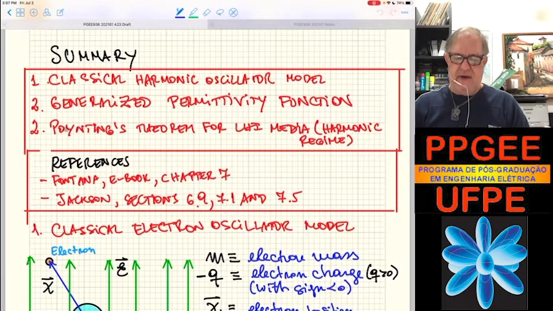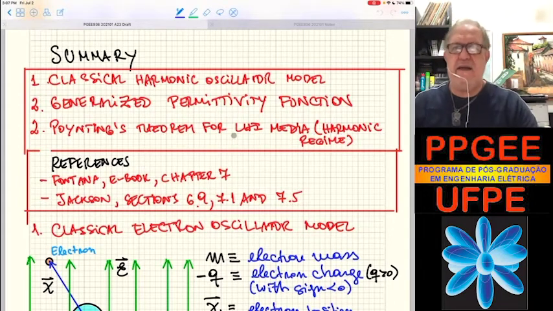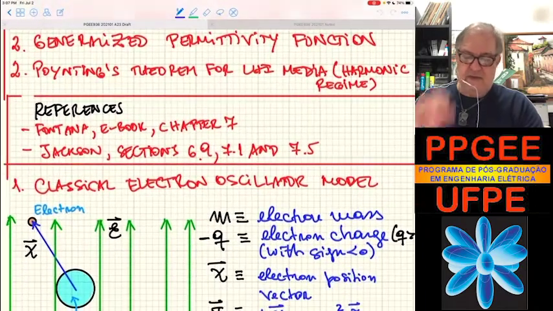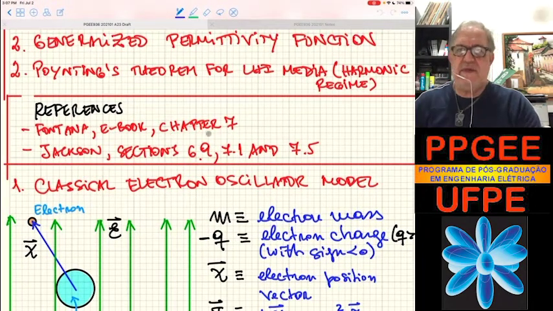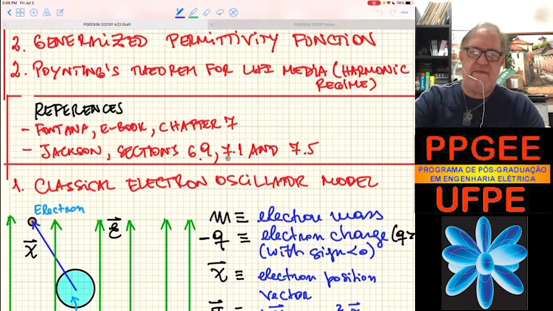And finally, we are going to talk about Poynting's theorem for linear, homogeneous, and isotropic media in the harmonic regime. The reference for this lecture are my ebook, chapter 7, where we talk about that, and also Jackson's Classical Electrodynamics, sections 6.9, 7.1, and 7.5.